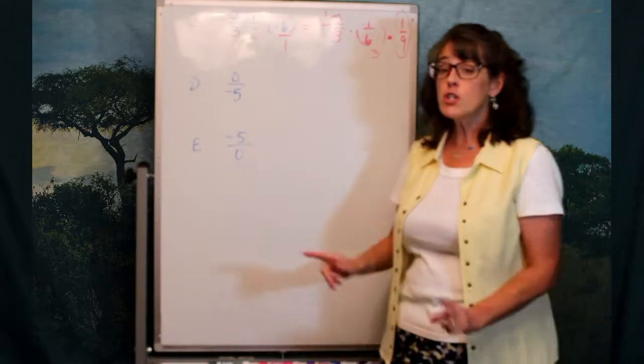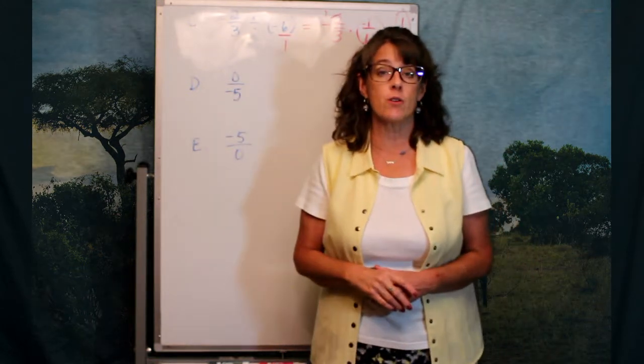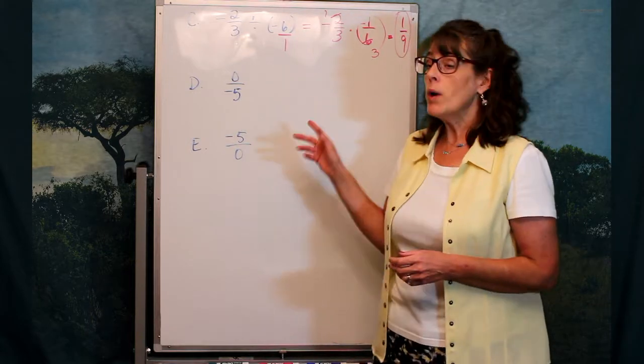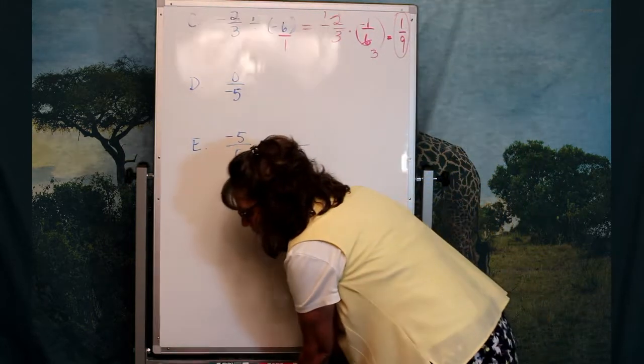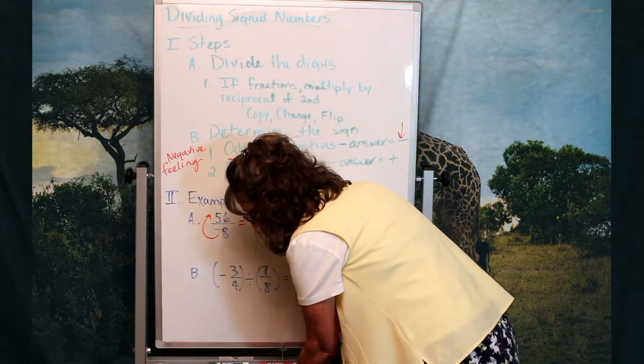All right, now let's take a look at these. First off, I do have an odd number of negatives here and an odd number of negatives here. So that means my answer will be negative. However, let's think about what's happening here. When you do a division problem, let's go back to that first example that we had where we took that 56 and divided it by -8.